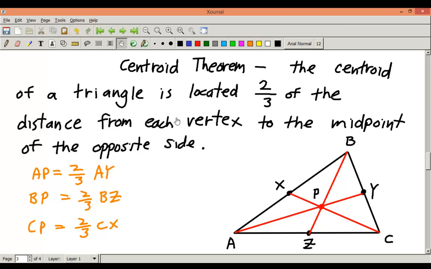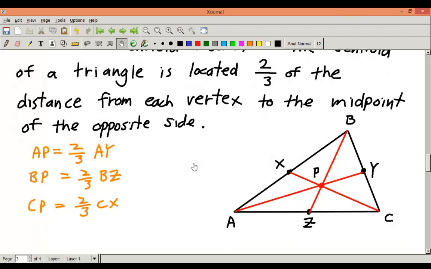Okay, so here's the only theorem we're going to have today. It's called the centroid theorem. We're not going to prove it, we're going to state it, and hope you can work with it. The centroid theorem says that the centroid of a triangle is located 2/3 of the distance from each vertex to the midpoint of the opposite side. So if you take your point A right here, and you travel from point A to point Y, 2/3 of the way from point A to point Y, you would arrive at the centroid.